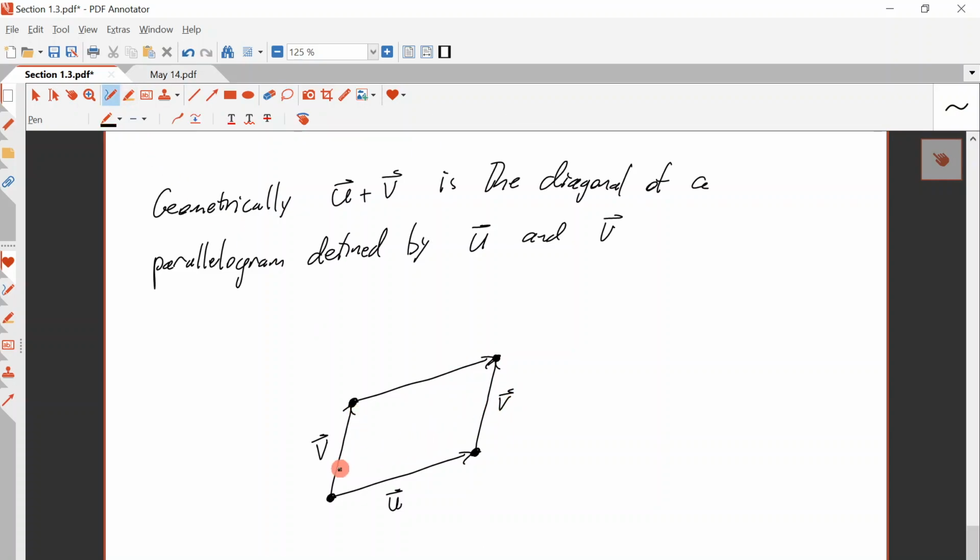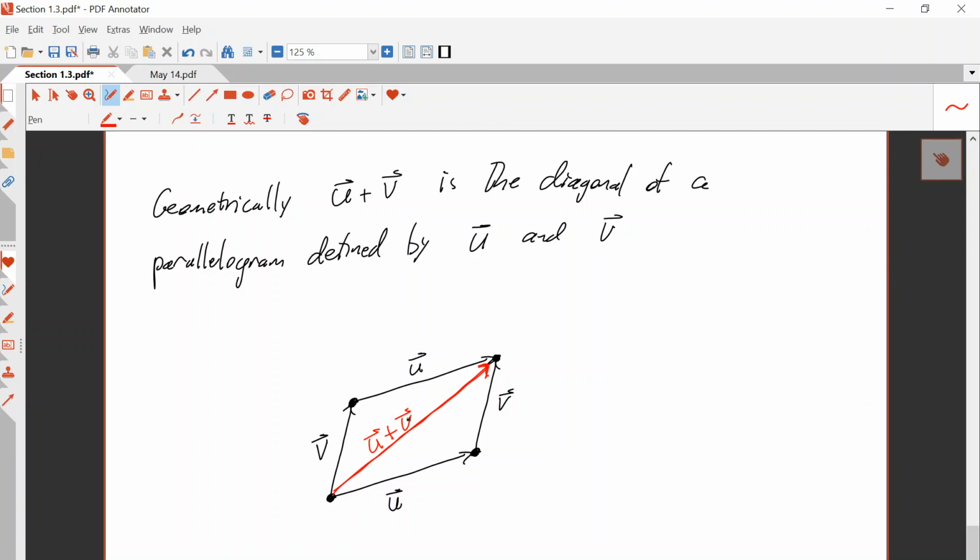All right, so this is vector v, with this head, this tail, and this is also vector v with a different head and a different tail. But they're parallel because they have the same direction. This is vector u, this is vector u. So they form a parallelogram. And then u plus v, nicely enough, is the diagonal of that parallelogram from the common tail to the common head.